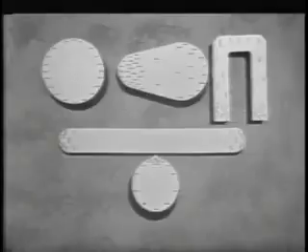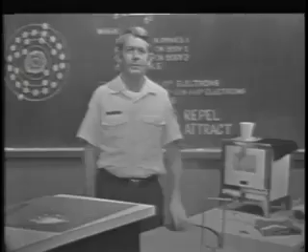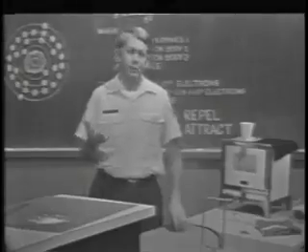Now, when objects acquire charge, the shape of the material determines how the charge is distributed. For example, when the charge builds up between these plates, it's distributed along the surface of the plates. Now, this is true also on a sphere. The charge is uniformly distributed over the entire surface. But in objects with irregular shapes, the charge is concentrated on the area of greatest curvature, or at the sharpest point.